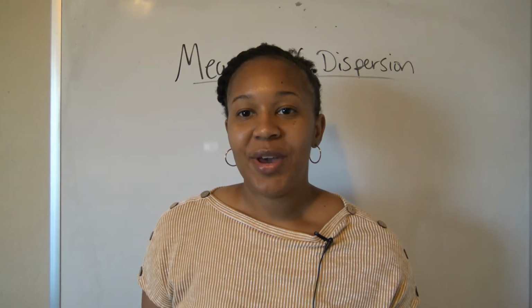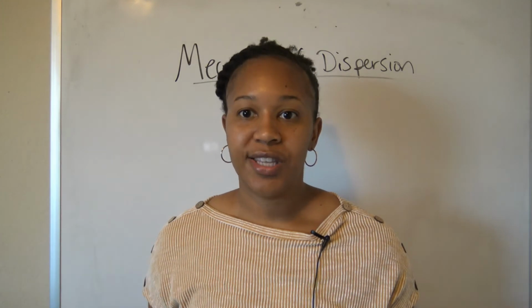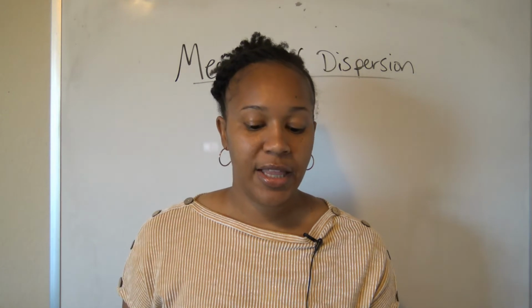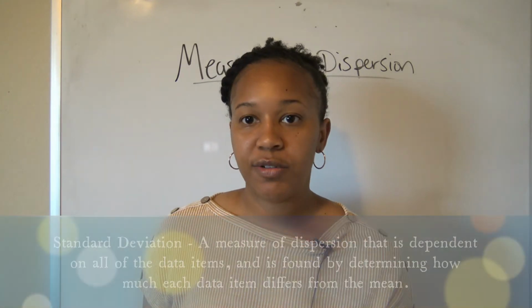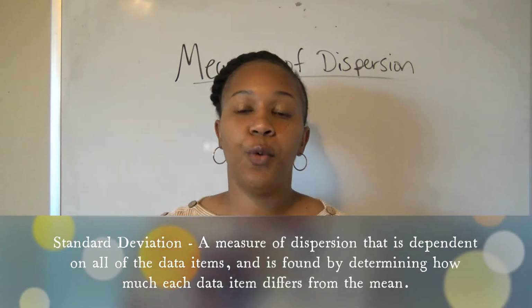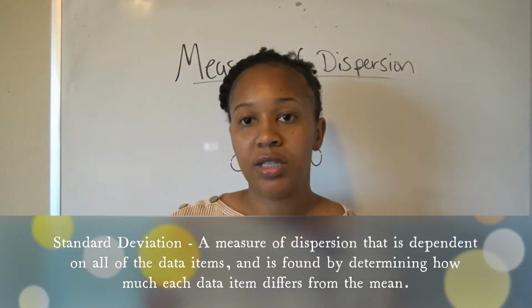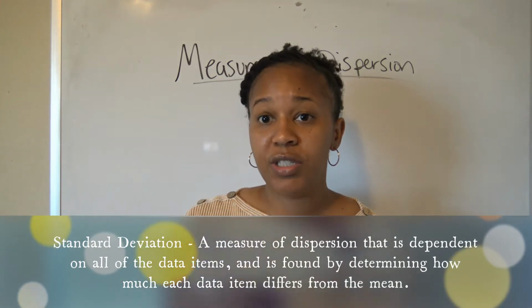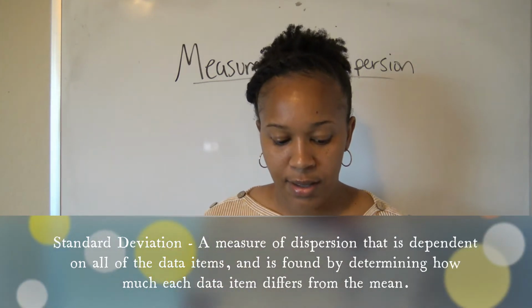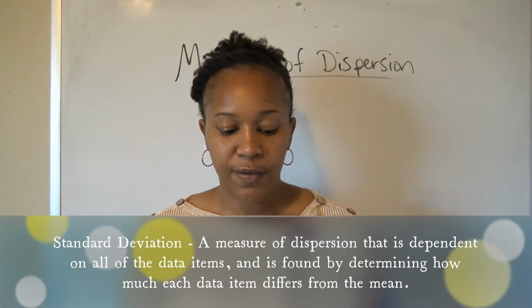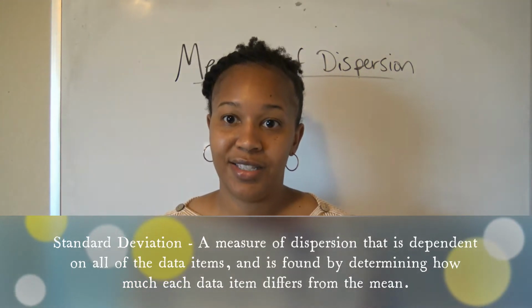Now there's another measure of dispersion called standard deviation that's used quite frequently in statistics. The standard deviation is a measure of dispersion depending on all of the data items. If you notice, with the range you only use the biggest and the smallest. Standard deviation usually uses every number in the data set, and it's found by determining how much each data item differs from the mean of the data set.